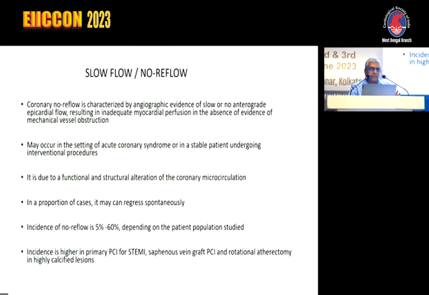And if you ask me about the incidence, it's about 5 to 60%. It has been described, a huge vast range. And the reason is depending on the patient population that's been studied. I mean, if you only study patients who had an atherectomy done, maybe high, as opposed to maybe a stable patient where you have just used a balloon perhaps. So incidence is higher in primary PCI for STEMI, saphenous venous graft PCI, and rotational atherectomy in highly calcified lesions.